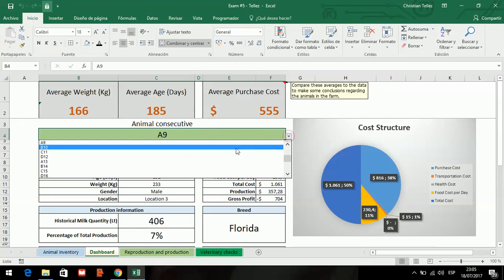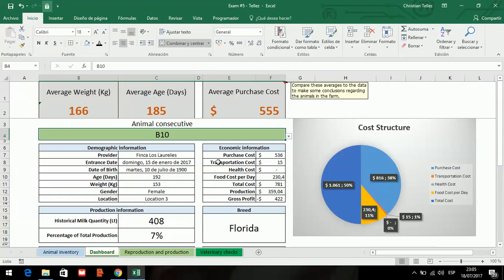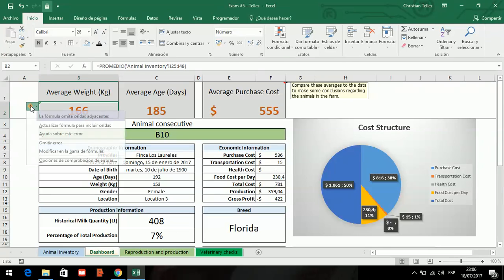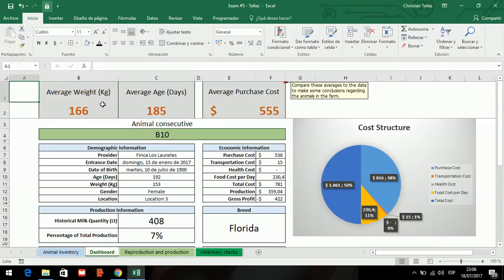We can select an animal here and it will change all the information: the demographic information, economic information, the production information, and the breed for the animal. Here we have the average weight of all our animals. It serves for comparisons. For example, if the owner of the farm is working with this dashboard, he can say, okay, this animal has a weight of 153, but the average weight is 166. So what is happening with this animal?